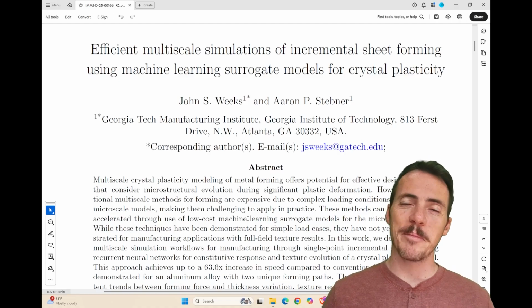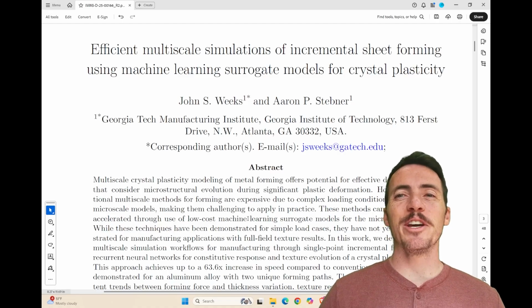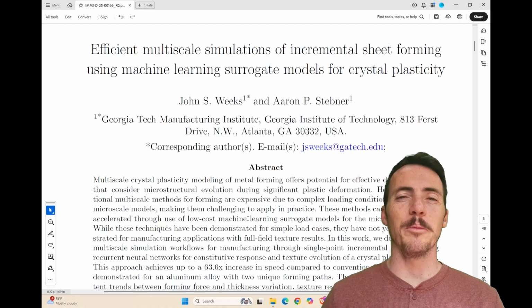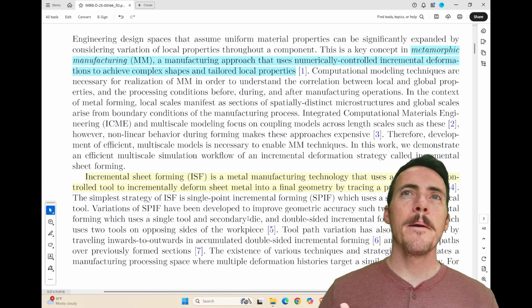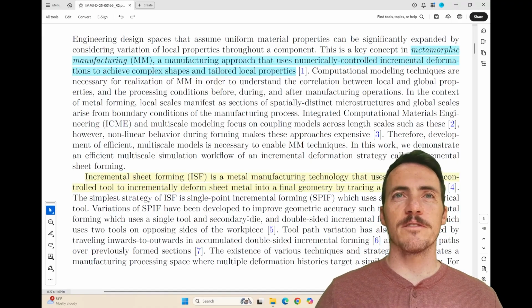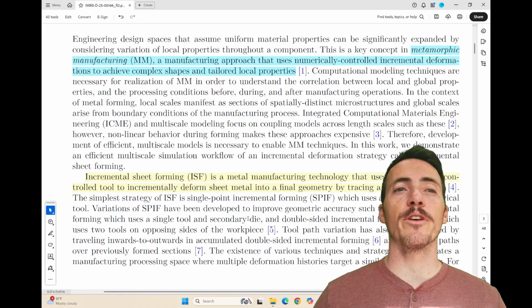And boy, have I got a paper about manufacturing today. It's all about incremental sheet forming. More on that in a moment. This paper comes to us from John Weeks and Aaron Stebner of Georgia Tech. Let's dive into it. Okay, incremental sheet forming falls in this broader camp of things called metamorphic manufacturing.